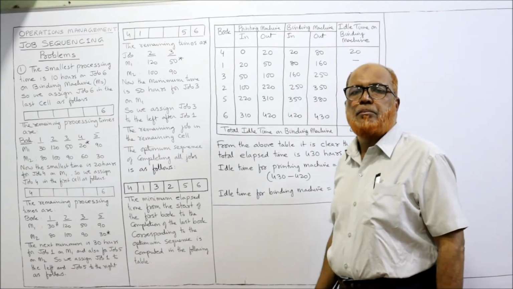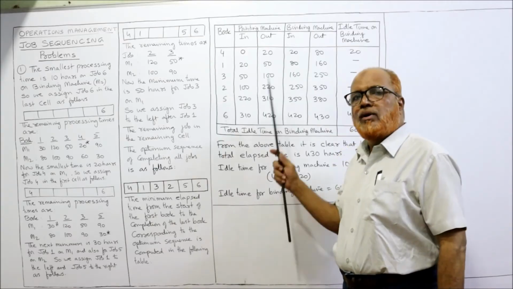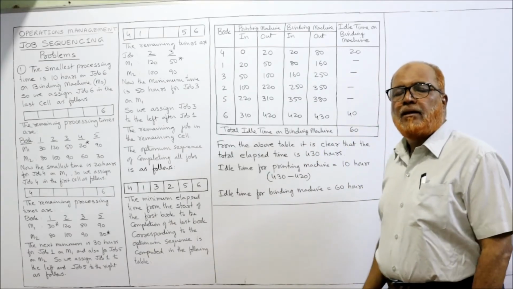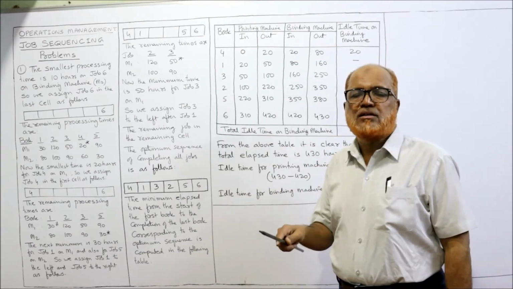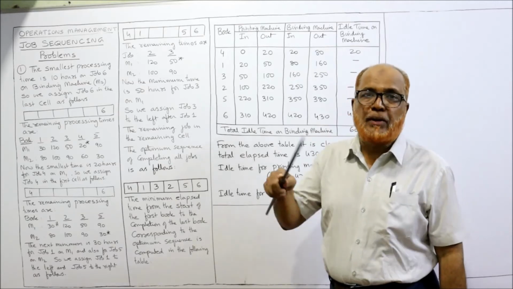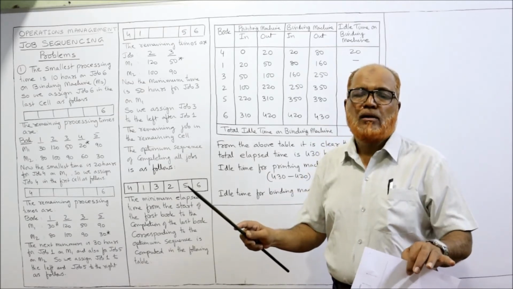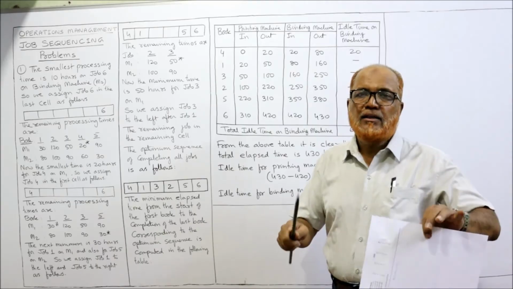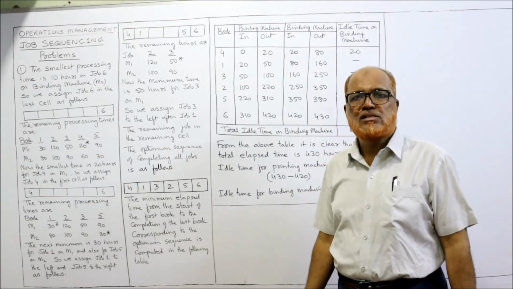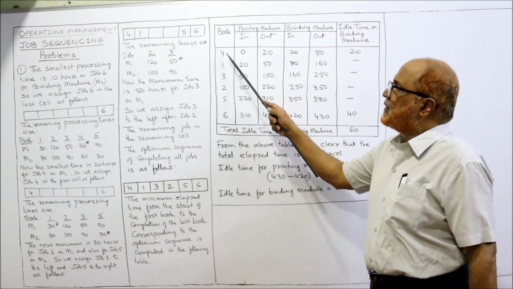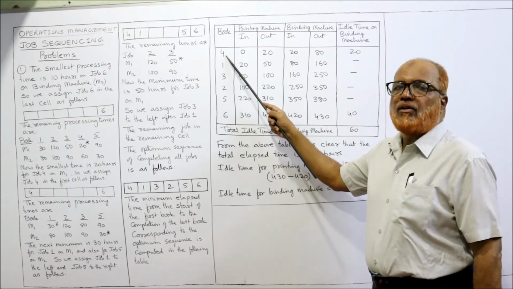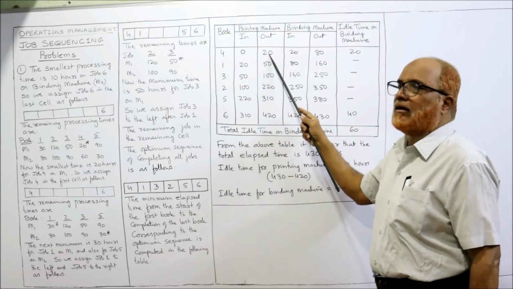for this printing machine. Now we see the binding machine. The binding work will start only when the work on printing is over. After completing the printing, then only the binding machine will start. So first, book number 4. Book number 4 was finished at the 20th hour.